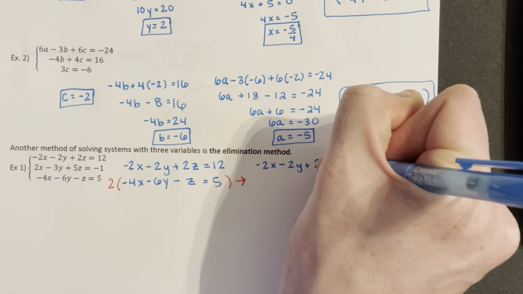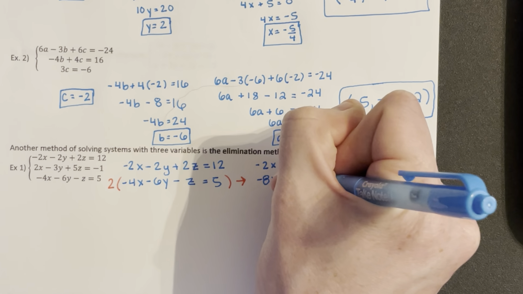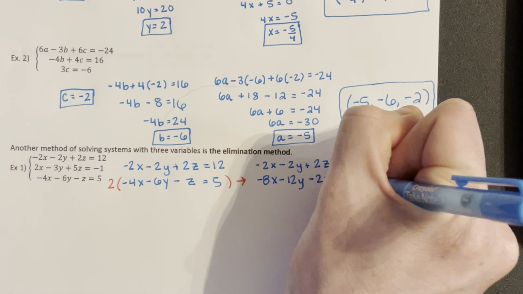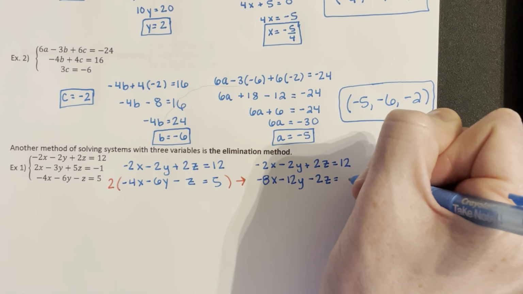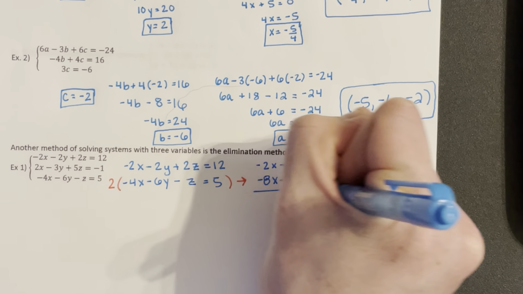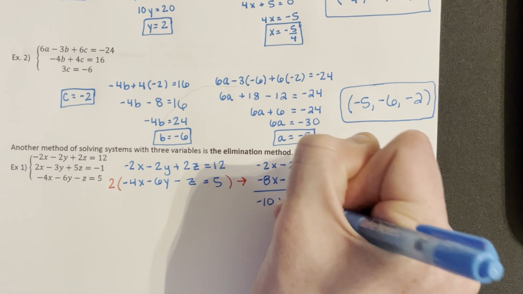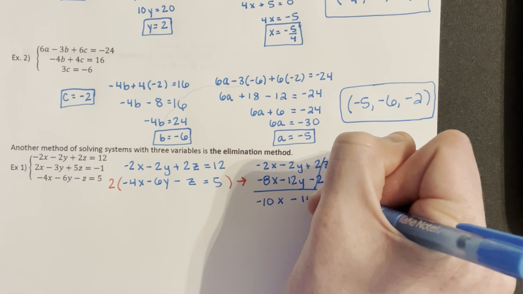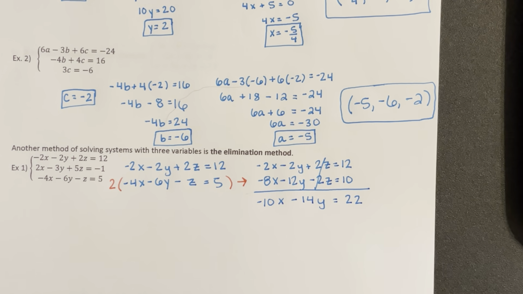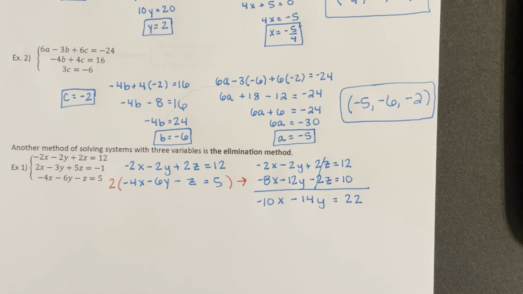Negative 8x, negative 12y, and negative 2z equals 10. When we add this together, our z's eliminate, and we have an equation. Add that together gives me negative 10x minus 14y equals 22. So that didn't solve for a variable yet, but it's getting us closer.